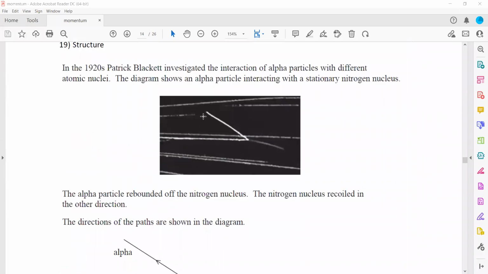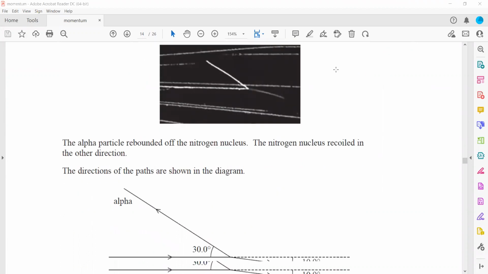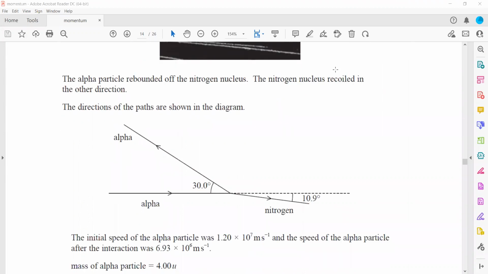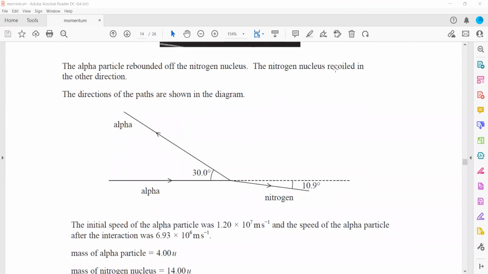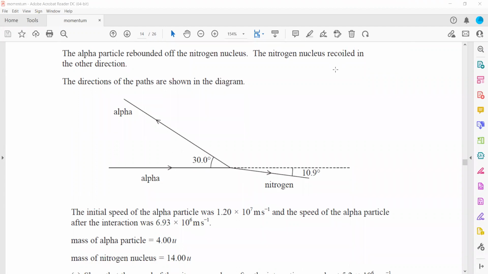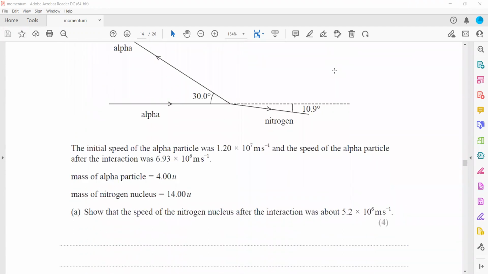Another question: in the 1920s, Patrick Blackett investigated the interaction of alpha particles with different atomic nuclei. The diagram shows an alpha particle interacting with a stationary nitrogen nucleus. The alpha particle rebounds off the nitrogen nucleus, and the nitrogen nucleus recoils in another direction. The directions of the paths are shown in the diagram.